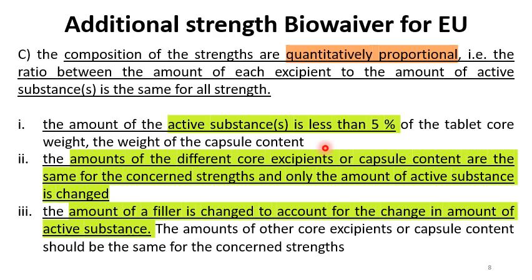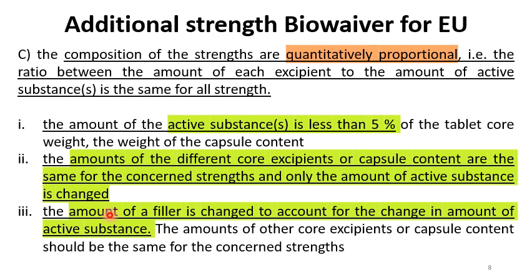So, if the active substance in the formulation is less than 5% of the total formulation weight, that may be the core tablet weight or the capsule fill content, at that time the criteria will be relaxed. Then the amount of the different core excipients or capsule content are the same for the concerned strengths, and only the amount of active substance is changed.